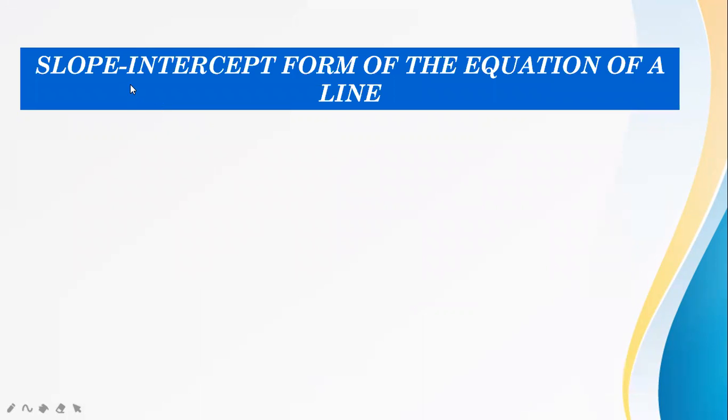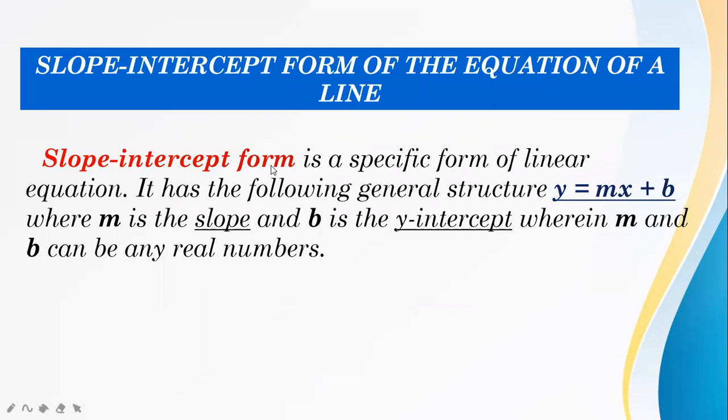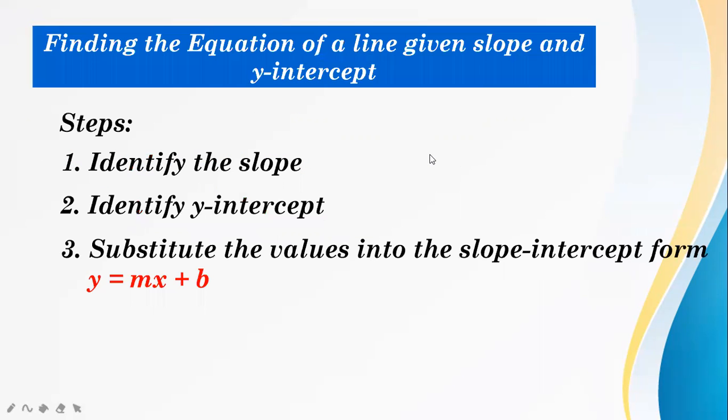The first one is the slope-intercept form of the equation of a line. Slope-intercept form is a specific form of a linear equation. It has the following general structure: y equals mx plus b, where m is the slope and b is the y-intercept, wherein m and b can be any real numbers. So these are the steps to find the equation of a line given the slope and the y-intercept.